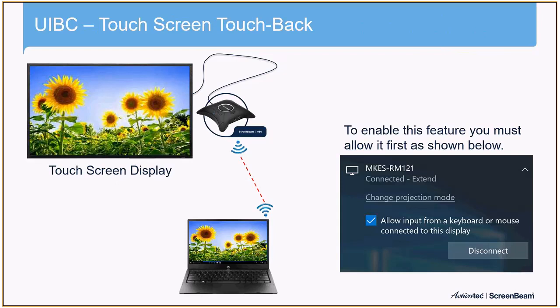real time. To get the wireless touch and wireless inkback feature, in the wireless display connection box, you'll want to check the checkbox that says Allow input from a keyboard or mouse connected to the display. There's no additional software or hardware needed to get the benefits of this wireless ink and touchback. And again, that's because it's already integrated into the Windows 10 device and ScreenBeam.